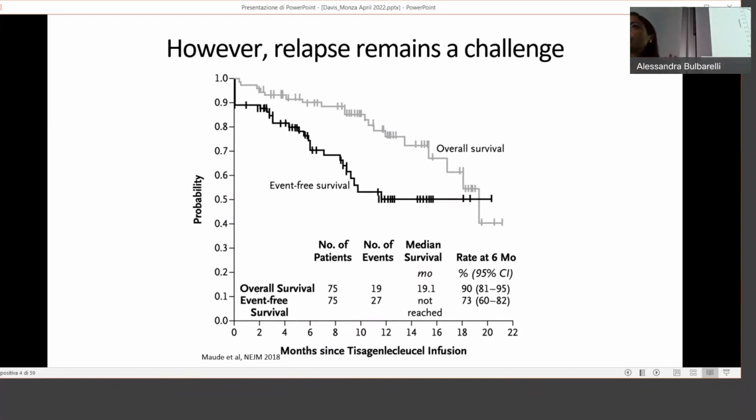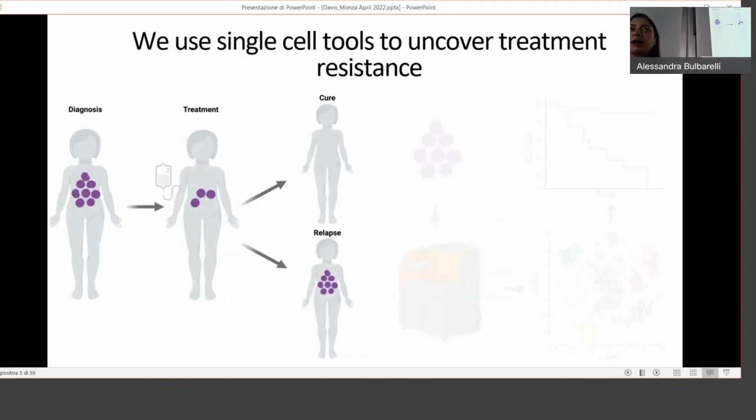And in ALL, which is really one of the initial demonstrations of their promise, there are pretty incredible responses for patients who otherwise had no other therapies. But even in these curves, we can see that the event-free survival is only about 50%. And even with the updated version of this data, which was from the first multi-center trial of Kymriah, which is the Novartis CAR T cell, the 3-year survival looks about the same. So about 50% of patients are also going to relapse after getting CAR T cells. So the focus of my lab and our work in the lab is to really use single cell tools to uncover treatment resistance in childhood cancer.